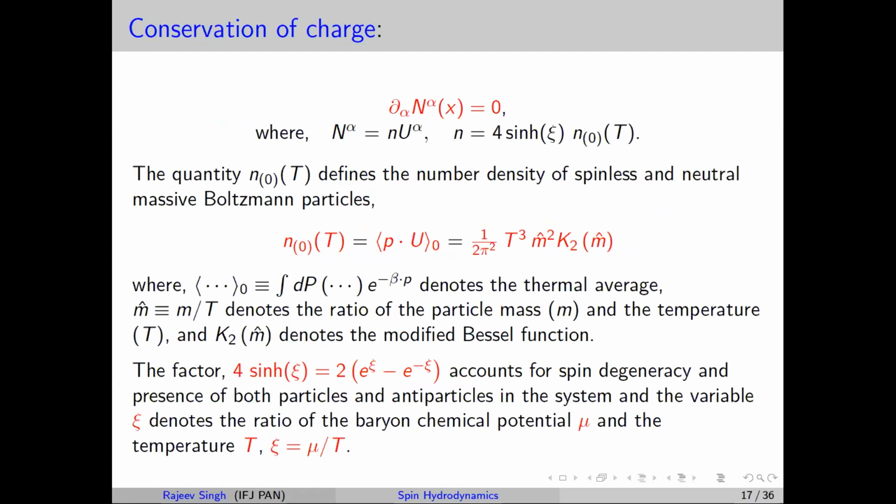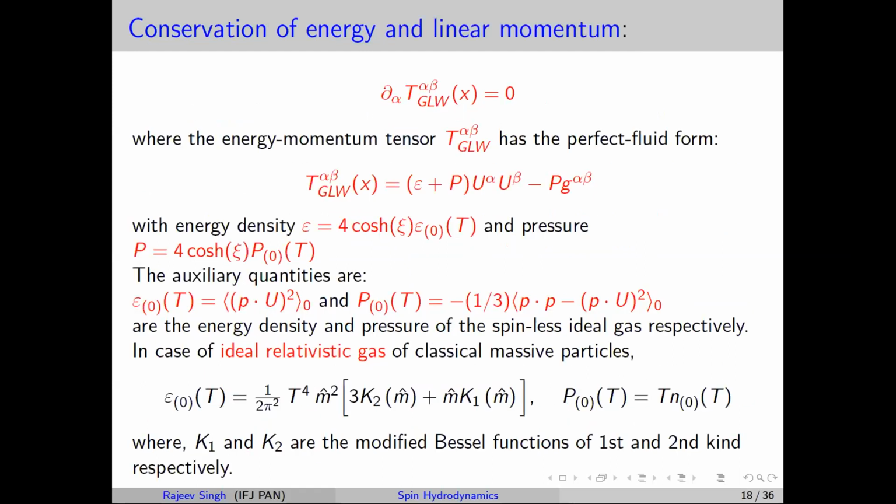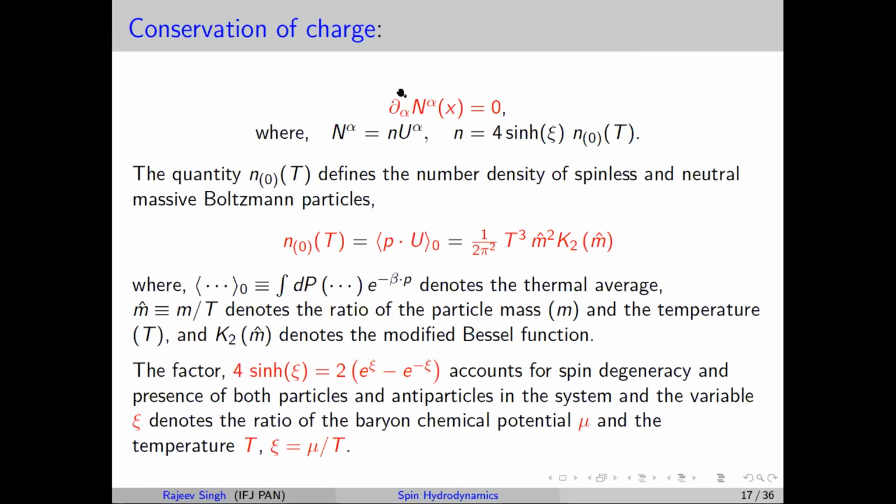So now, as I said, we need to find the hydrodynamical background. For that, we need to solve two equations: conservation of charge and conservation of energy and linear momentum. Conservation of charge is given in this form, where for the ideal relativistic gas of massive particles, you can find a formula like this: n equals 4 sin(s) ξ n0t, and n0t is the number density for the spinless and neutral massive Boltzmann particles, which can be calculated in this form. And this accounts for the spin degeneracy and the presence of both particles and antiparticles in the system.